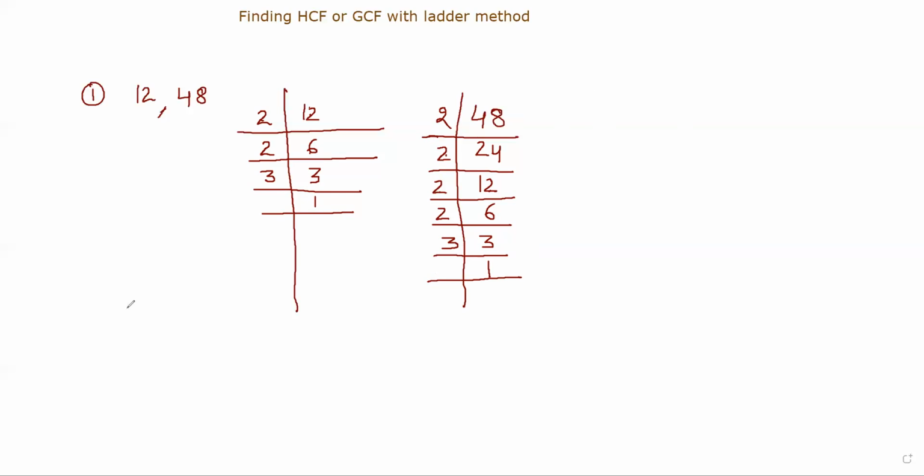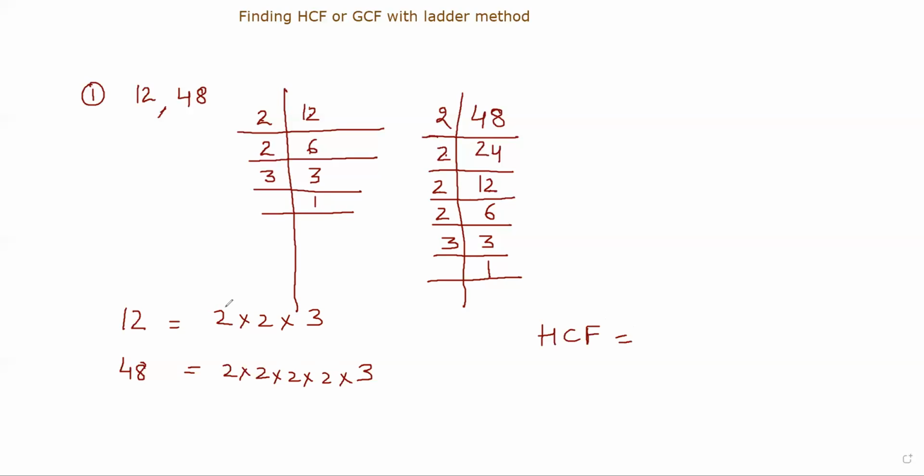So by writing this, I'm writing 12 and 48 as a product of primes. 12 is 2 times 2 times 3. And 48 is equal to 2 times 2 times 2 times 2 times 3. 1, 2, 3, 4. Okay. Now what I need to do is find the HCF.